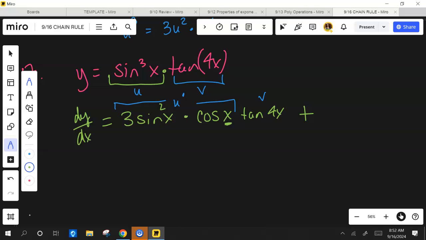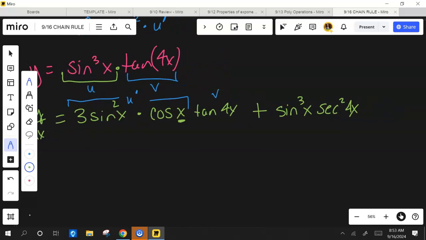Now I need to do plus the first times the derivative of the second. What's the derivative of tan 4x? Secant squared x, only instead of x, it's... what's the argument? 4x. Now chain it, times 4. So this is a chain.